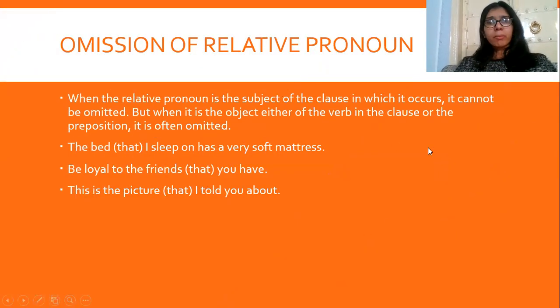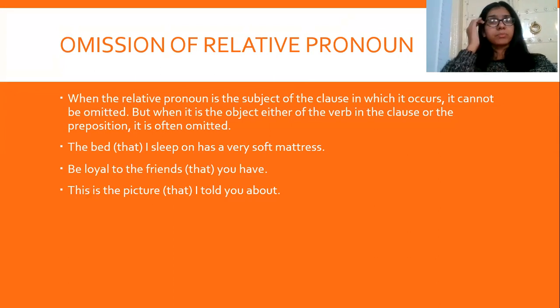Now, we are talking about the omission of relative pronouns. When the relative pronoun is the subject of the clause in which it occurs, it cannot be omitted. But when it is the object, either of the verb in the clause or the preposition, it is often omitted. For example, when I say, the bed I sleep on has a very soft mattress. Now, this bed is the object of the verb sleep. So "the bed that I sleep on has a very soft mattress" does not need "that." We can just say the bed I sleep on has a very soft mattress.